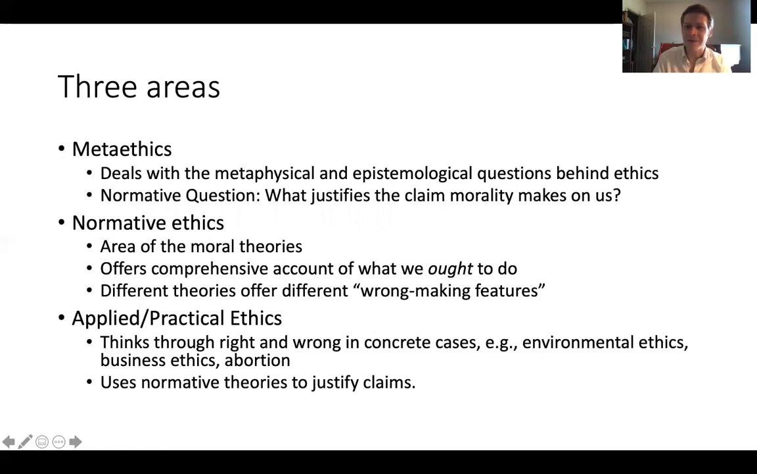Okay, ethics is also sort of composed of three areas of inquiry. The first area is meta-ethics, and we're not really going to talk about this, but this deals with the metaphysical and epistemological questions behind ethics. So, for example, here are two kinds of questions. The first one is an epistemic one. How do we know what the morally right thing to do is, right?